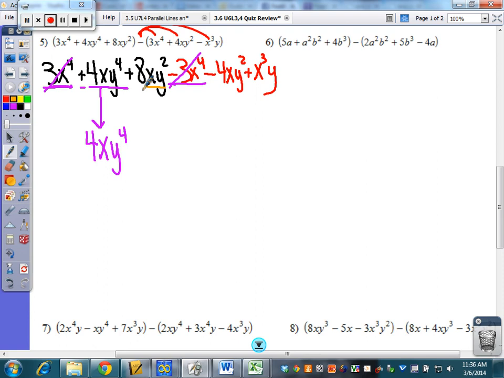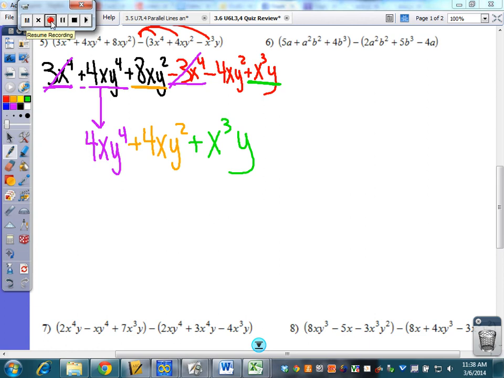Now I'm looking for another xy squared. There's an xy squared right here, so 8xy squared minus 4xy squared is 4xy squared. All right, and the last thing we have is going to be this guy right here. So he doesn't have anybody to match with, so we have an x cubed y.